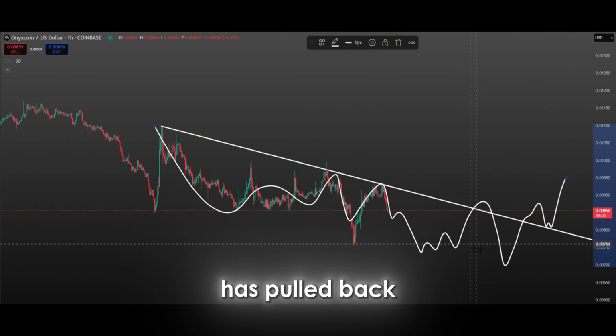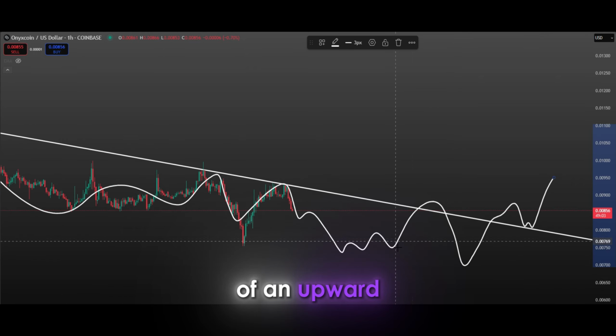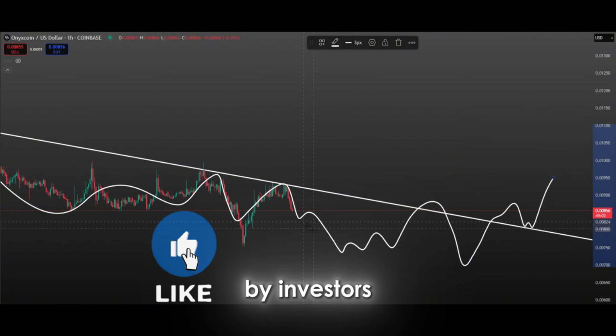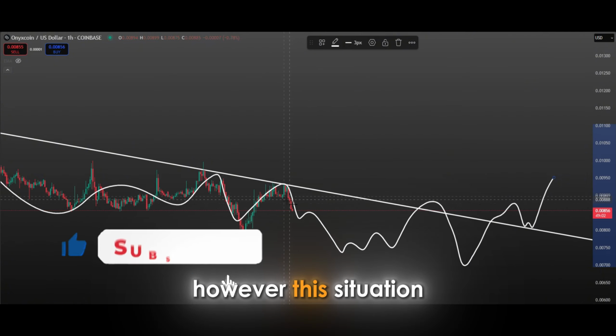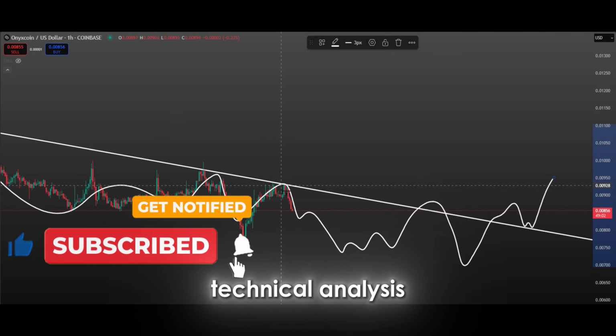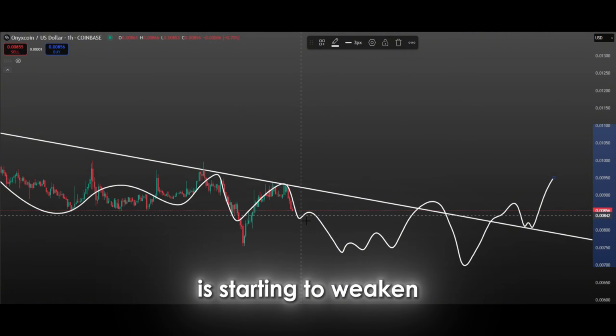Since the price has pulled back from this trend line again, there are now doubts about the sustainability of an upward movement. This pullback could be a signal that needs to be monitored closely by investors. However, this situation should not be perceived as entirely negative. In technical analysis, each touch of a trend line can also signal that the line is starting to weaken.